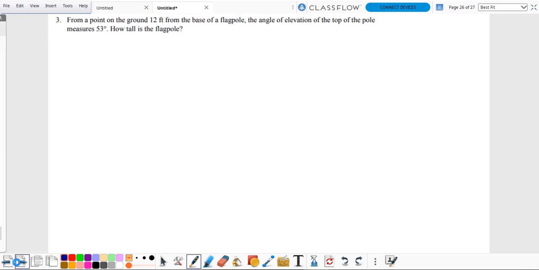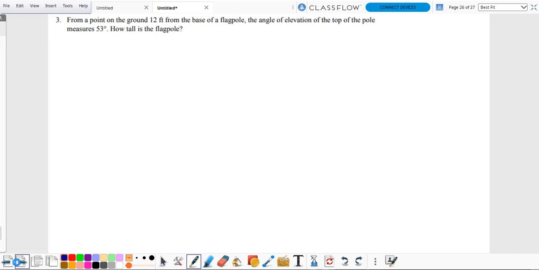Okay, so from a point on the ground, you're looking up, the angle of elevation is 53 degrees to the top of the pole. How tall is this flagpole? You'll find you'll have to draw diagrams for this because it helps you to visualize what is actually happening. Drawing the diagrams goes a long way when you do these questions.